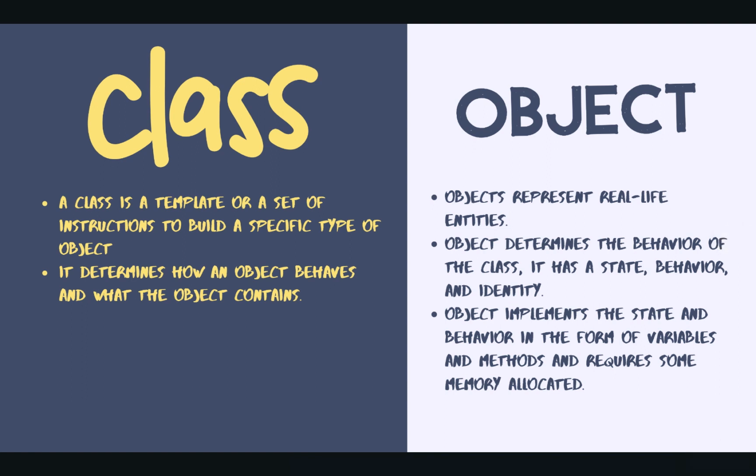So let's see the difference between class and object. A class is a template or set of instructions to build a specific type of object, and it determines how an object behaves and what the object contains. Whereas object represents real-life entities. Object determines the behavior of the class. It has a state, behavior, and identity. Object implements the state and behavior in the form of variables and methods and requires some memory allocated, whereas class doesn't need any memory allocated.